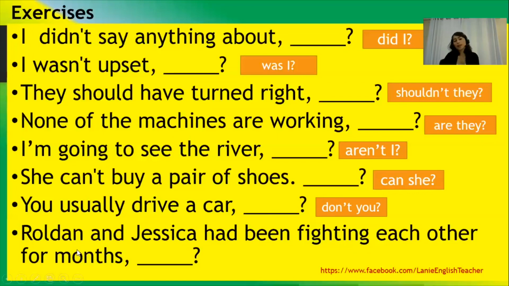All right, last number. We have Roldan and Jessica had been fighting each other for months. So again, an auxiliary verb is used here, which is had. So it's positive, make the tag negative. It becomes hadn't. So since you have two subjects here, which are Roldan and Jessica, use the plural pronoun they. So your tag now becomes hadn't they?